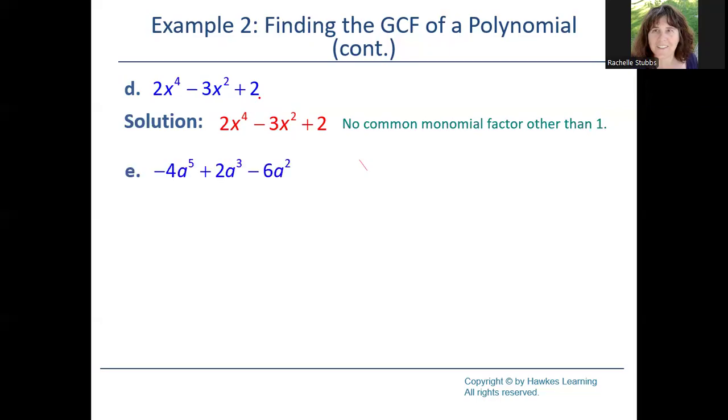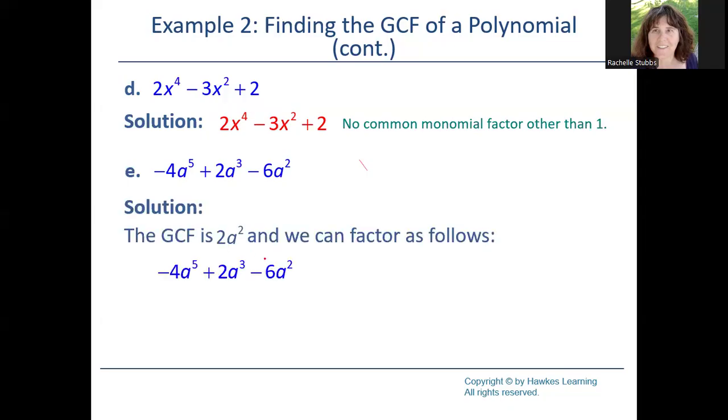How about this one? Well, in this one, because they're all even numbers, I know there's at least a 2. And there is also an a. In fact, there's an a to the second. So I'm going to factor out a 2a squared. And so when I do that, what's the leftover stuff? Remember, I'm really just dividing each one by 2a squared. Well, that would be a negative 2a to the third. That would just leave us a, and this one would leave us minus 6, or minus 3, sorry. 6 divided by 2 is 3.